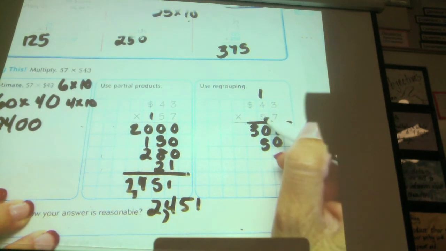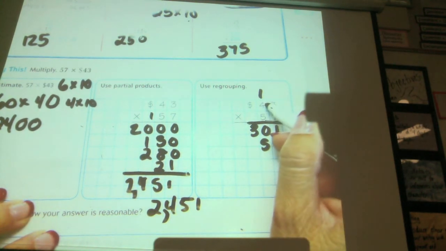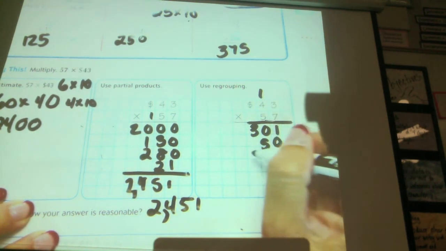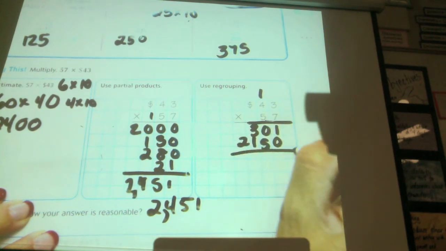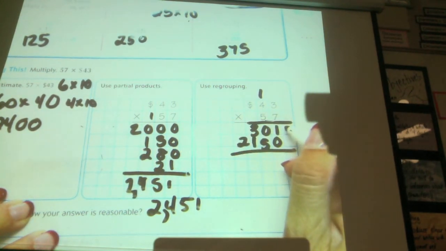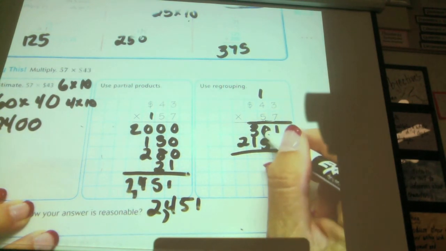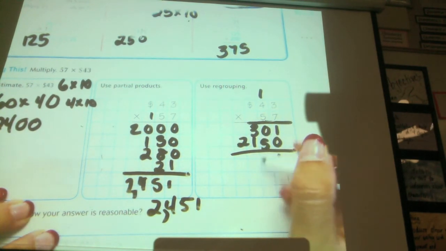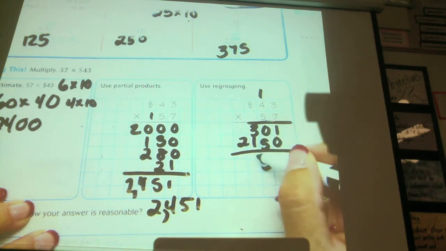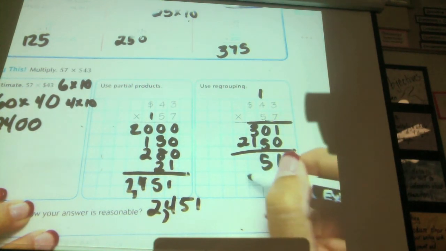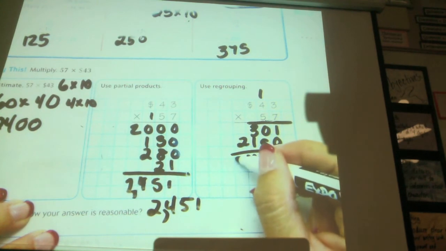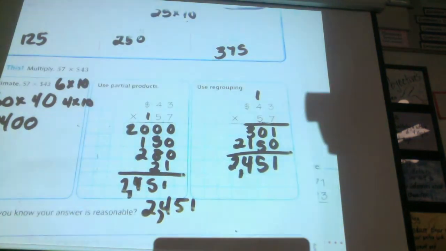Now I do 5 times 4, which is? 20. Plus 1 more? 21. 1 plus 0 is 1. 5 plus 0 is? 5. There we go. 3 plus 1 is? 4. And 2 and nothing is? 2. There we go.